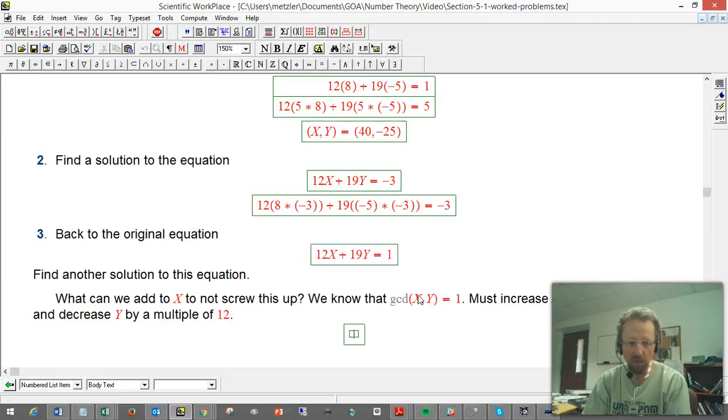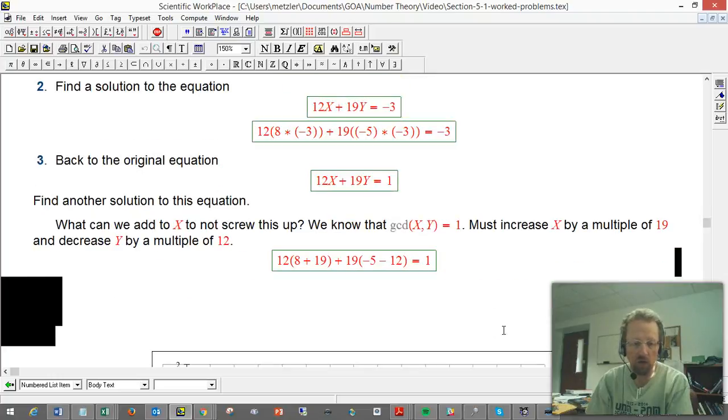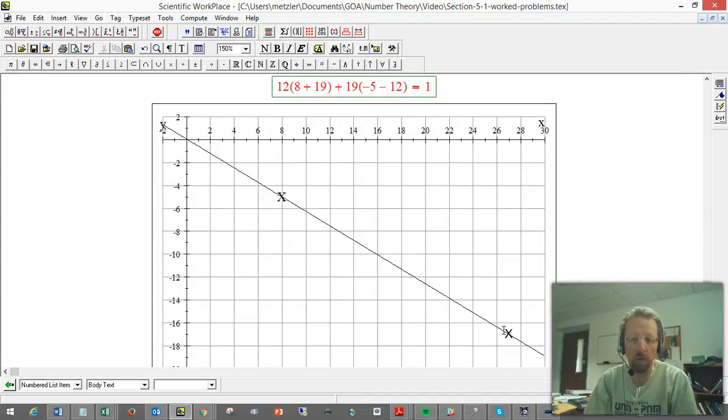Okay, so for example, we could just take 12 times, let's see, what was our basic solution? 8, and then I'm going to add 19 to it, and take my basic solution and subtract 12 from it. Well, I've now added 12 times 19 to one of the terms and subtracted exactly the same number, but expressed in a slightly different way, 19 times 12, from the other one. That's still going to be equal to 1. And I have that drawn out in the picture. You have to go a little further on the graph.